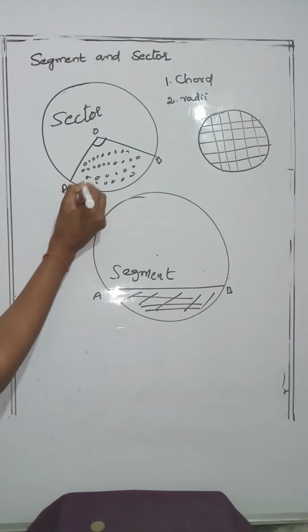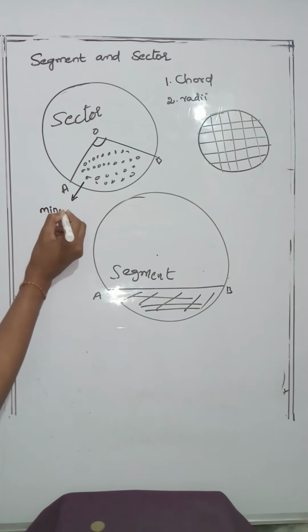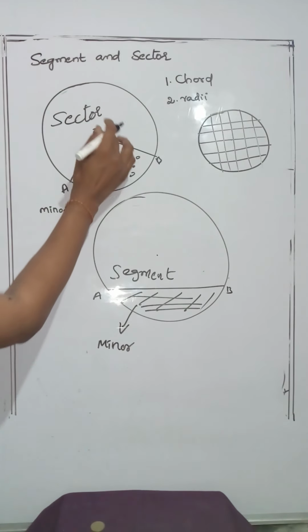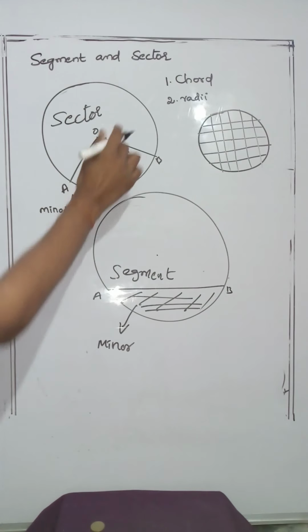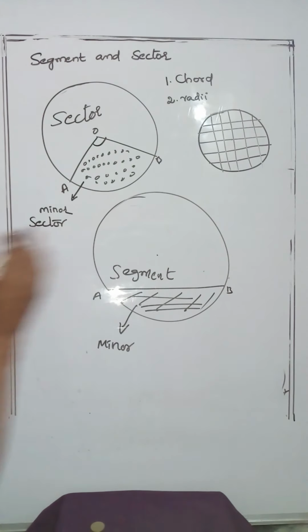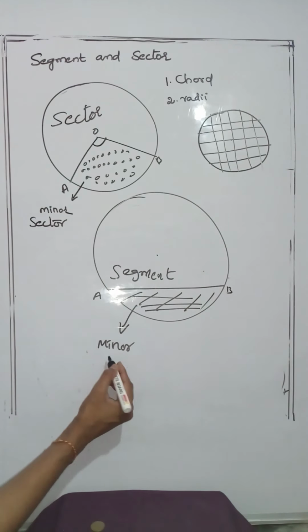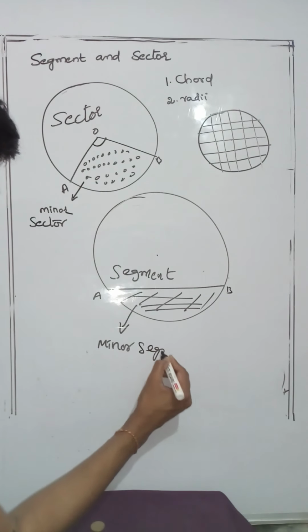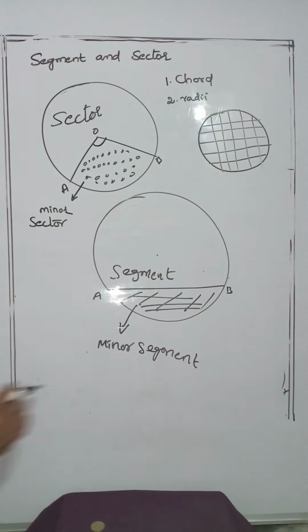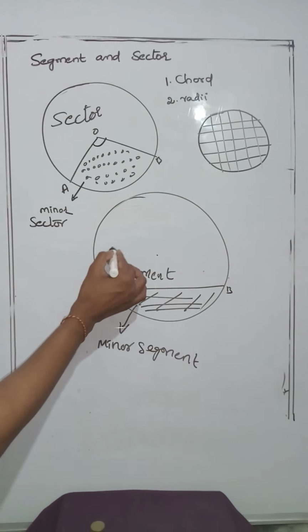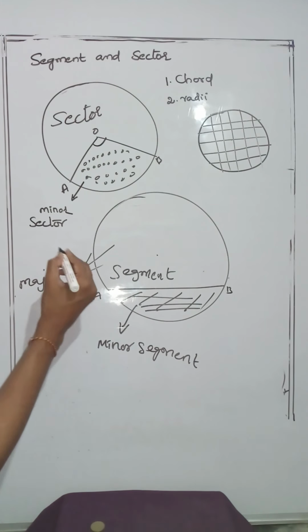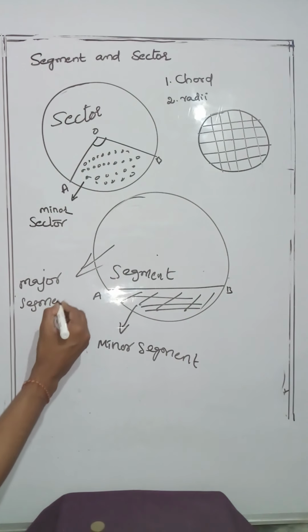Now I will write here, this part is called a minor, this part is called a minor. Since it is enclosed with an angle with the radii of the circle, it is called a sector. Here there is no angle of inclination; it is formed with the chord, so it is called a minor segment. This region is less than half, so it is a minor segment, and this is greater than half, so it is called a major segment.